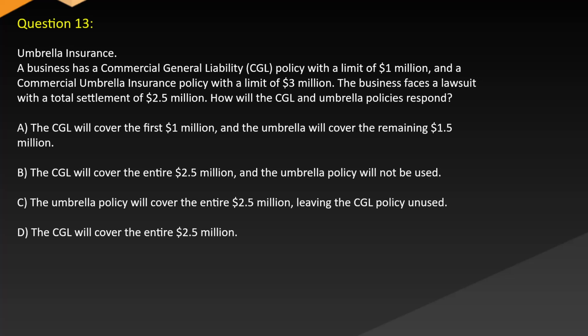A business has a commercial general liability (CGL) policy with a limit of $1 million and a commercial umbrella insurance policy with a limit of $3 million. The business faces a lawsuit with a total settlement of $2.5 million. How will the CGL and umbrella policies respond? A. The CGL will cover the first $1 million and the umbrella will cover the remaining $1.5 million. B. The CGL will cover the entire $2.5 million and the umbrella policy will not be used. C. The umbrella policy will cover the entire $2.5 million, leaving the CGL policy unused. D. The CGL will cover the entire $2.5 million.